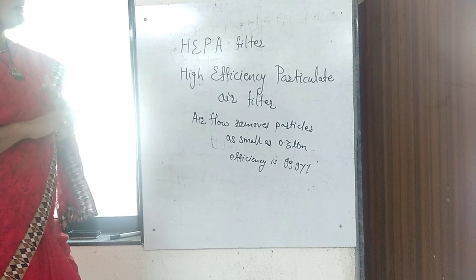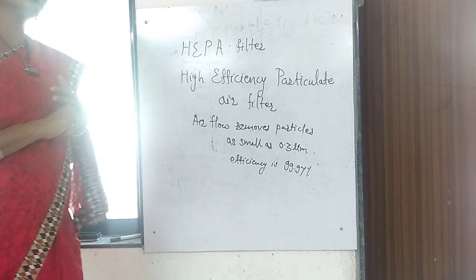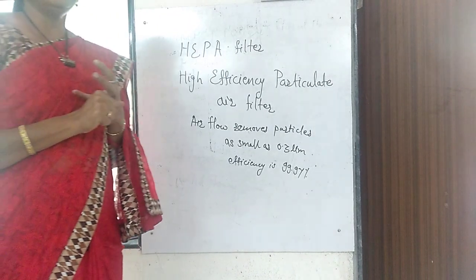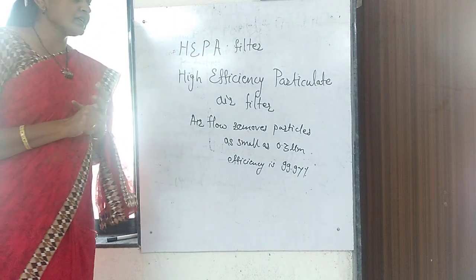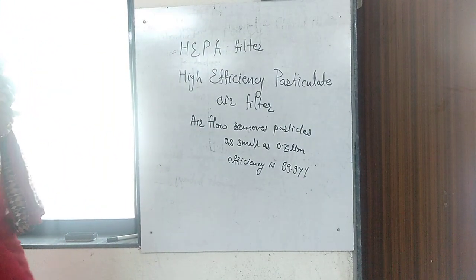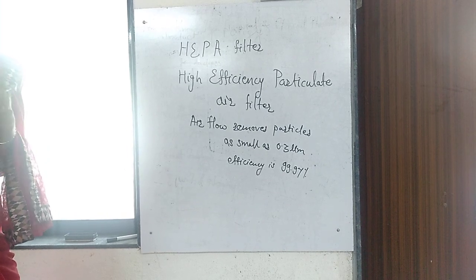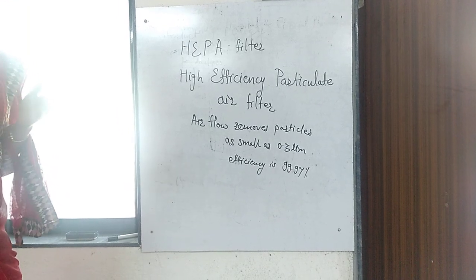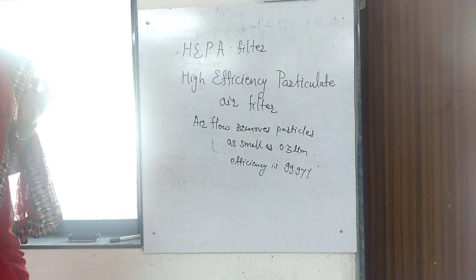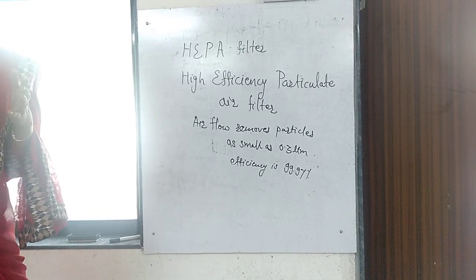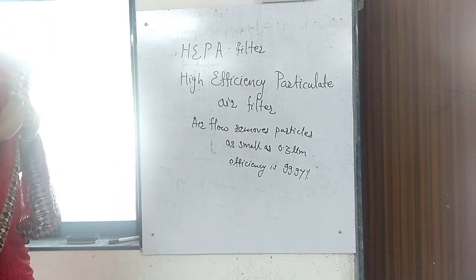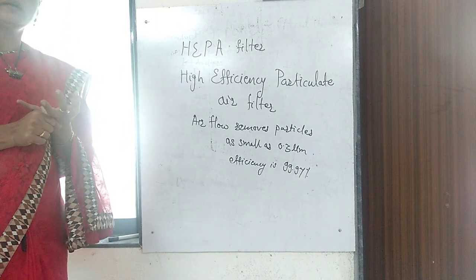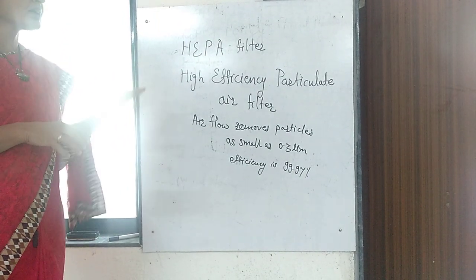Next we have to see HEPA. In the whole year I will ask you what is the long form of HEPA. HEPA, it is a filter. High efficiency particulate air filter. What is its use? It will remove small minute particles. That is, when the air is flowing, it will remove particles as small as 0.3 micron. Its efficiency is 99.97%. It is a filter.